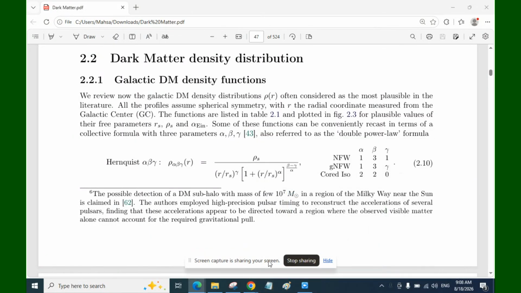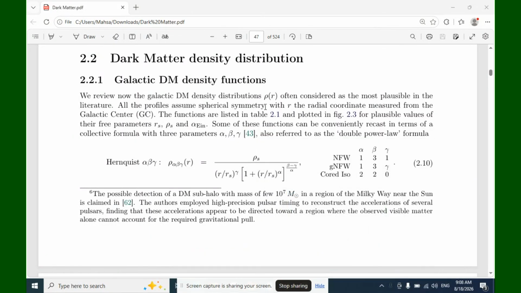In the name of Almighty God, I'm Mahsa Sankoshi, and today I want to talk about dark matter density distribution. The first subsection is 2.2.1, galactic dark matter density functions.